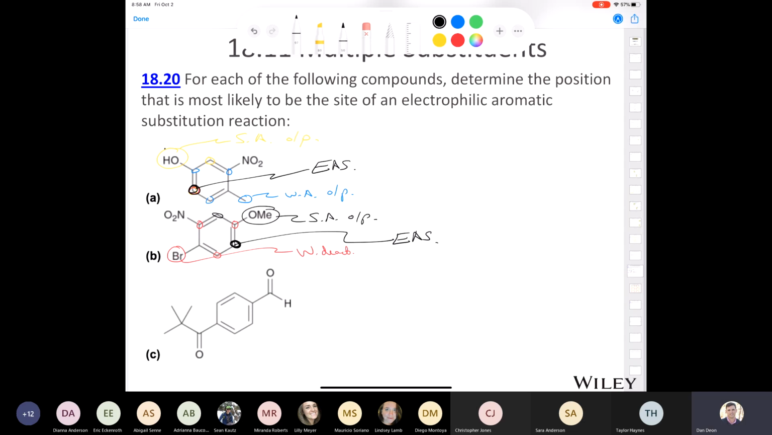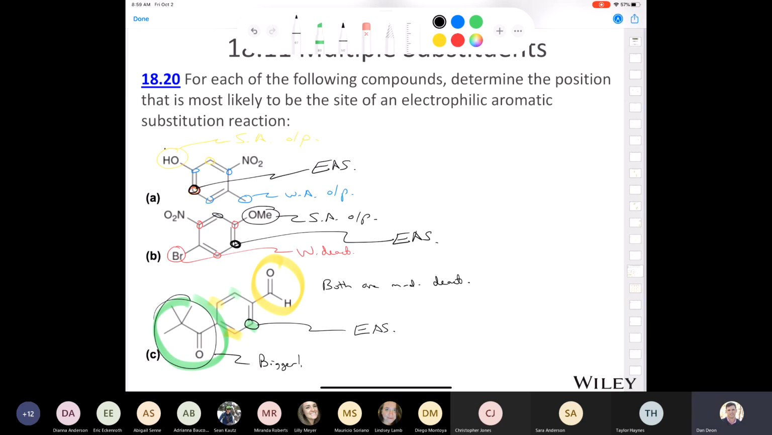And so I'd say that based off of sterics, because think about it, this group is going to direct to these two positions. This group is going to direct to these two meta positions, because both are moderate deactivators. And since this group is so much bigger, we're going to get our electrophilic aromatic substitution at this position, just solely based on sterics. All right, there we go.